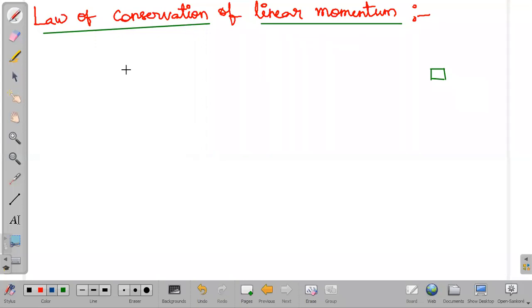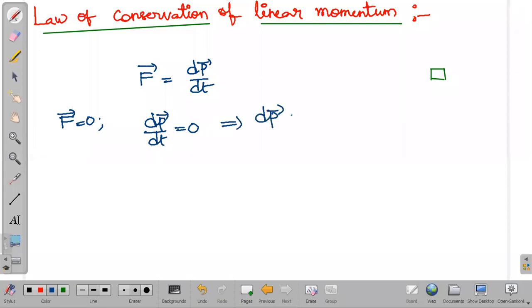Now according to Newton's second law, force is equal to the rate of change of momentum. I am writing the differential form only. External force has to become zero to be in conservation of momentum, right? So if F is equal to zero, that means dP by dt is equal to 0. That implies dP is equal to 0. When change in momentum is 0, momentum is not changing, so momentum is constant. When there is no external force acting, the momentum remains constant, and such a situation we call the law of conservation of linear momentum.